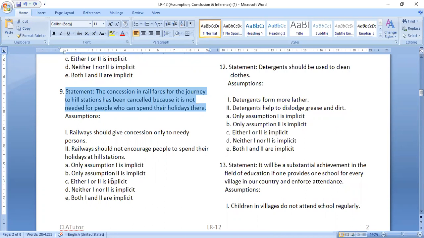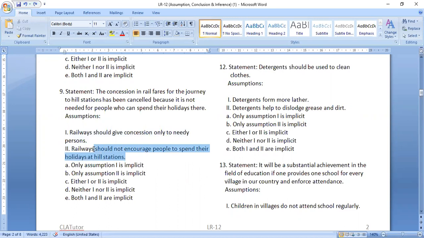So that's pretty simple. The first assumption is that railways should give concessions only to needy persons. Yeah, I think that's kind of implicit, because they say that it's superfluous to go around giving everybody concessions. What's the point of doing that? So we might as well give concessions just to the needy. That is implicit. The second, that railways should not encourage people to spend their holidays at hill stations, is not implicit. Definitely not implicit.